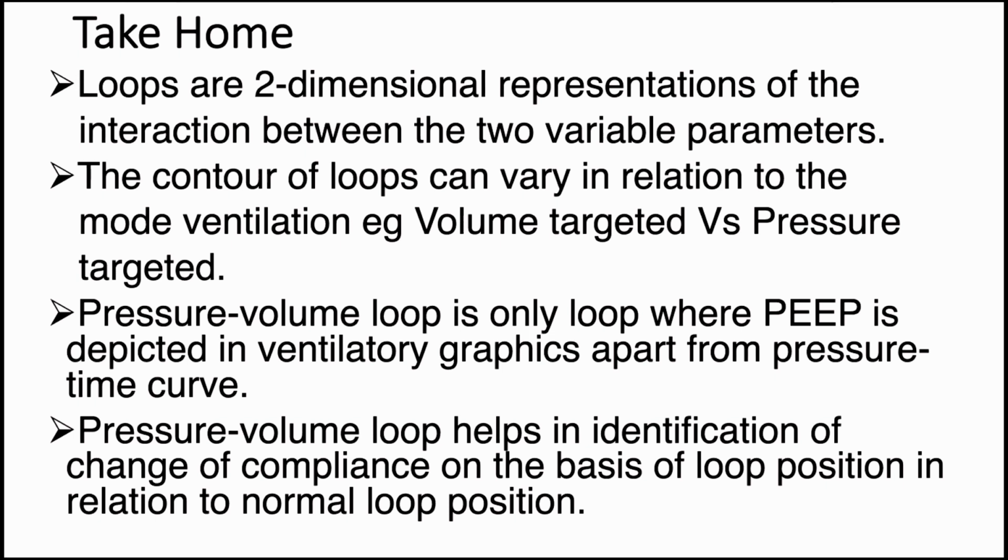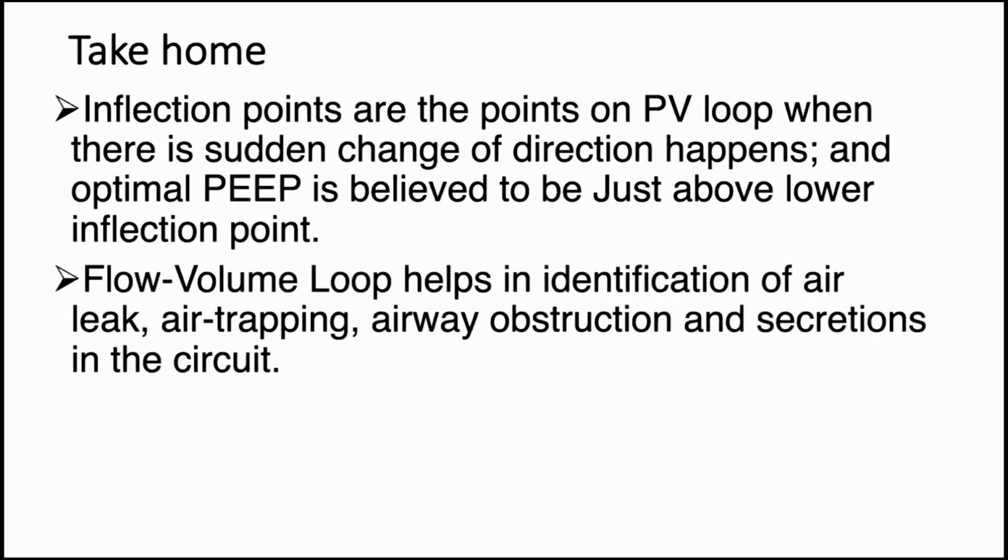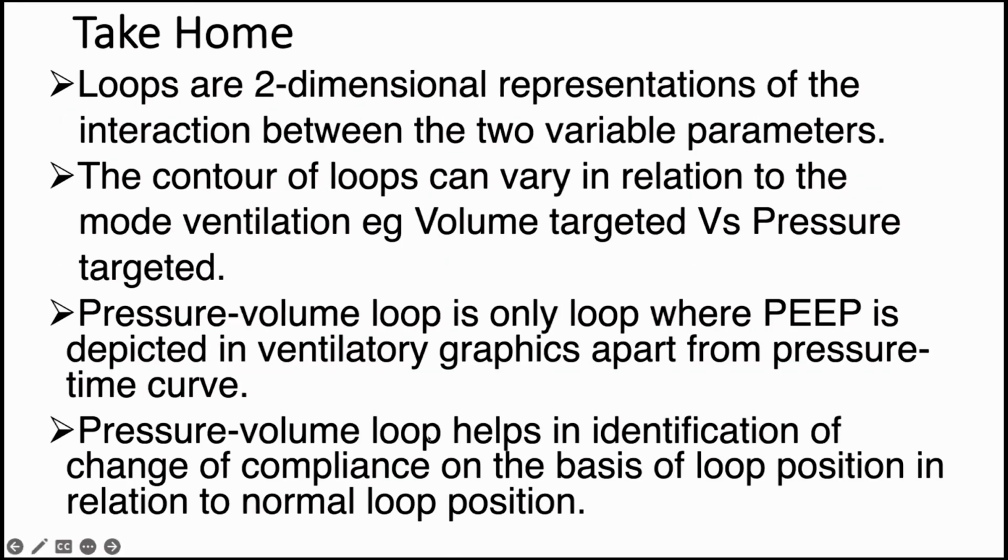The pressure volume loop is the only loop, as I already mentioned, where the PEEP is depicted in ventilator graphics, apart from the pressure time curve. As far as my understanding and reading go, this is the only ventilator graphic apart from the pressure time curve where even the PEEP is depicted. The pressure volume loop helps in the identification of change of compliance on the basis of loop position in relation to the normal position of the loop. When the patient has increased compliance, it will be towards the left side. When the patient has decreased compliance, it will be turned to the right side.